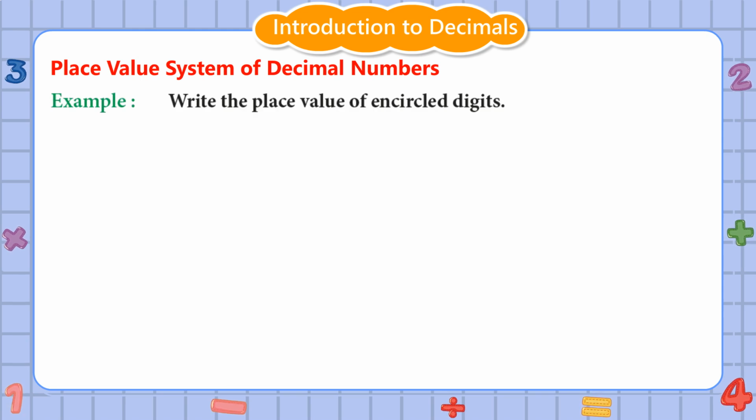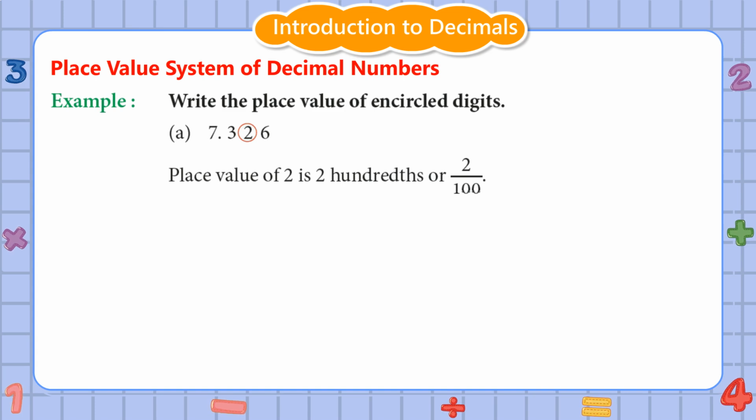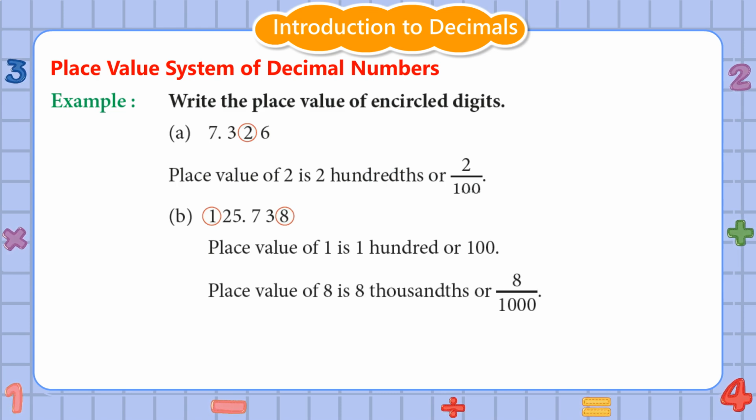Example. Write the place value of the encircled digits. A. 7.326. Place value of 2 is 2 upon 100. B. 125.738. Place value of 1 is 100. Place value of 8 is 8 upon 1000.